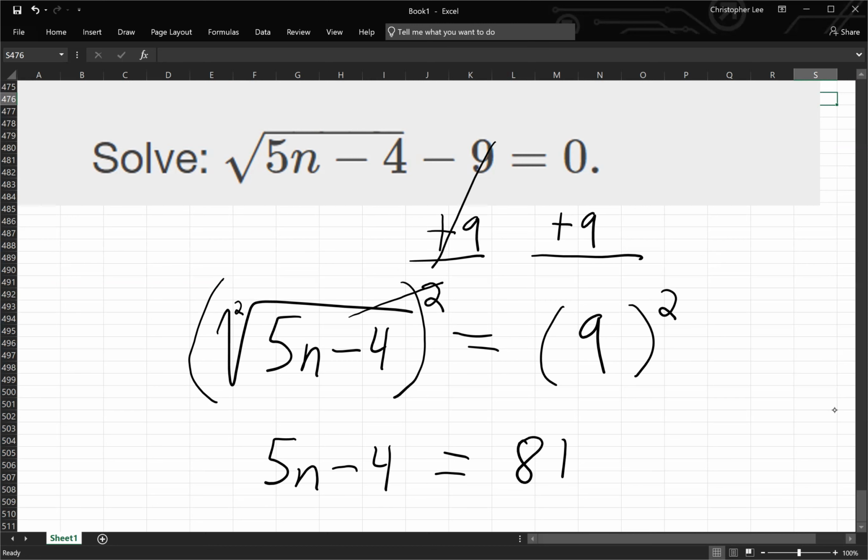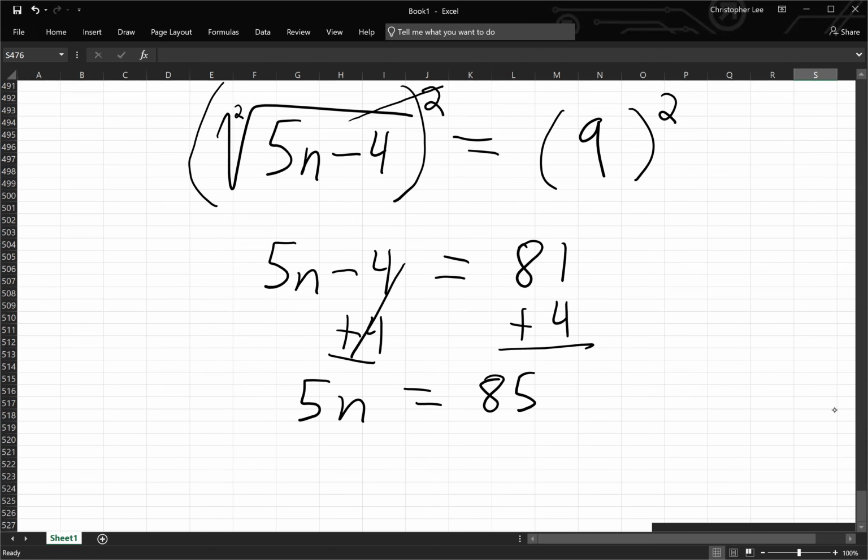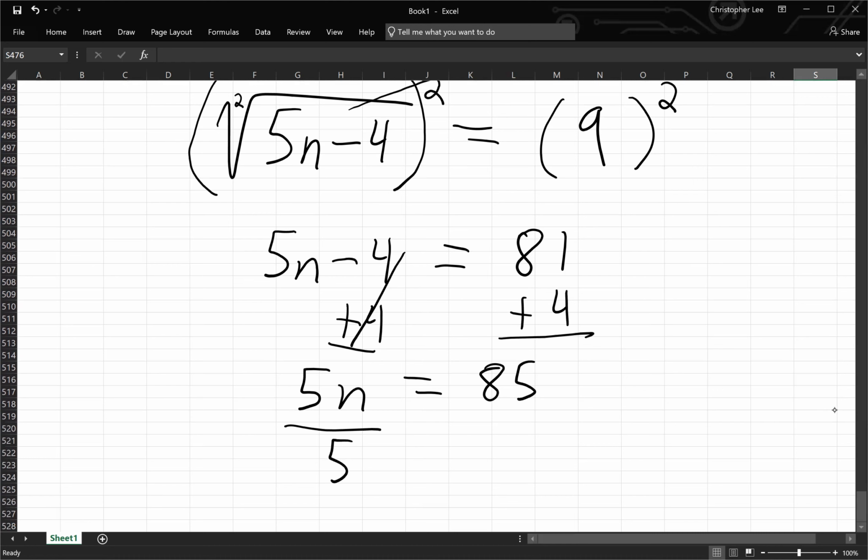81. Whatever is there, that's what I raise it to the power of. After that, just solve for n. Nothing crazy. I'm going to add 4 here, add 4 here. So I have 5n is equal to, what's this, 85? And then after that, this is the hard part. Got to divide by 5 on both sides.